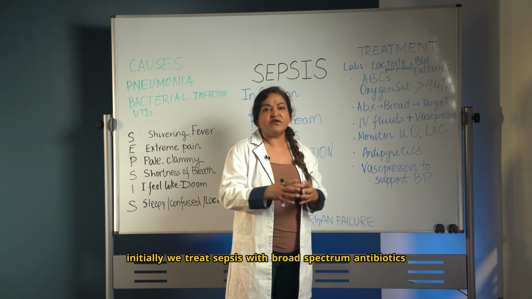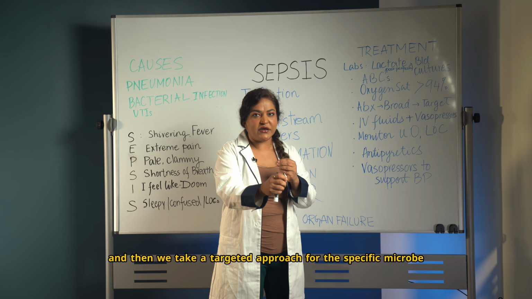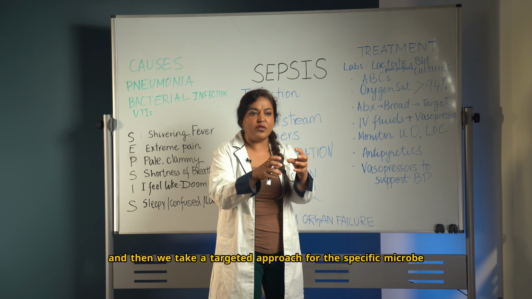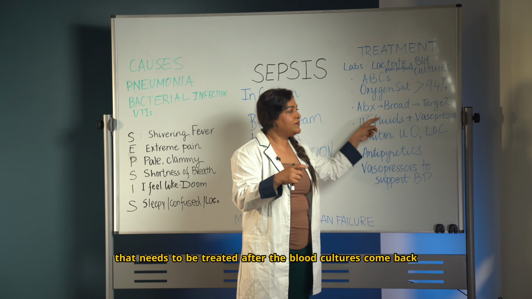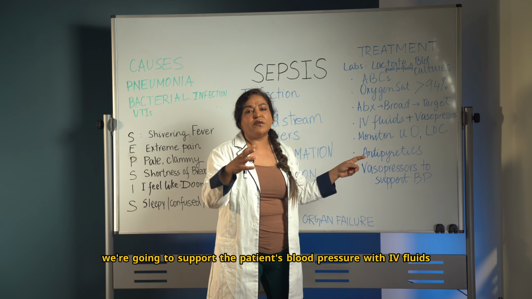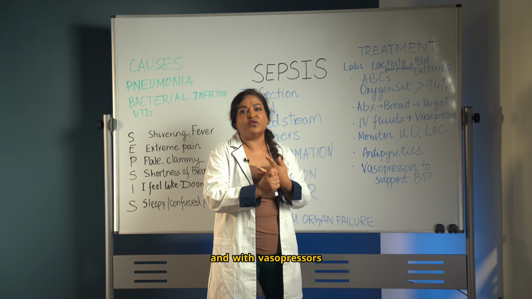Initially, we treat sepsis with broad spectrum antibiotics, and then we take a targeted approach for the specific microbe that needs to be treated after the blood cultures come back. And then we're going to support the patient's blood pressure with IV fluids and with vasopressors.